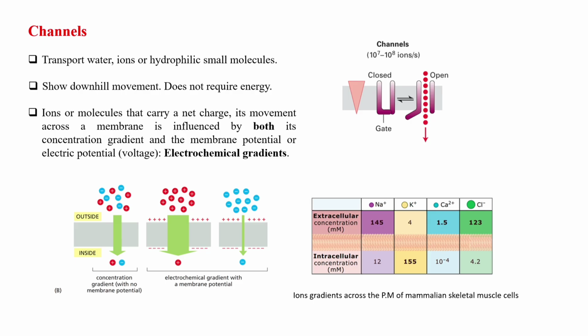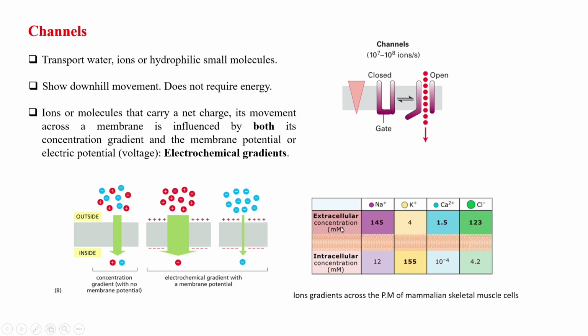Now, these membrane potentials mean more positive charge is present outside. In almost all plasma membranes or cells, the electric potential across them is such that the inside is usually negatively charged compared to the outside. This membrane potential is established by ATP powered pumps, and this is an example of ion gradients across the plasma membrane of mammalian skeletal muscle cells.